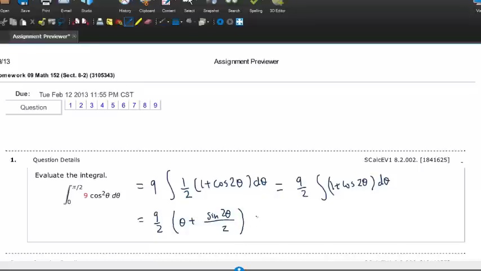I will not put arbitrary constant plus c because this is a definite integral and I have to evaluate it from 0 to pi over 2. When I plug in pi over 2 for theta, sine of 2 times pi over 2 will be sine of pi, which is 0, so I get only contribution from this part, which gives me 9 pi over 4. Then I plug in 0, but the theta is 0, disappears, sine of 0 is 0, so I don't get any contribution from the second limit point, so the final answer for this problem is 9 pi over 4.